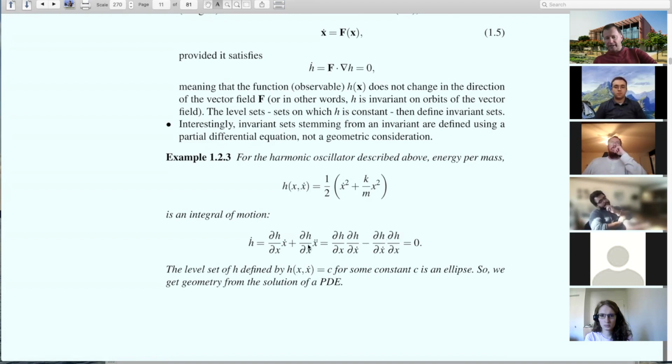And then you have partial h with respect to x dot copied over here. But look, that's partial h with respect to x, partial h with respect to x dot, minus partial h with respect to x dot, partial h with respect to x. That's symmetric, and with a minus in the middle, and so that's 0. So what do I have here? Well, this equation here is precisely that equation, because my f consists of two components. One of them is y, which is just x dot, and one of them is minus k over m x.